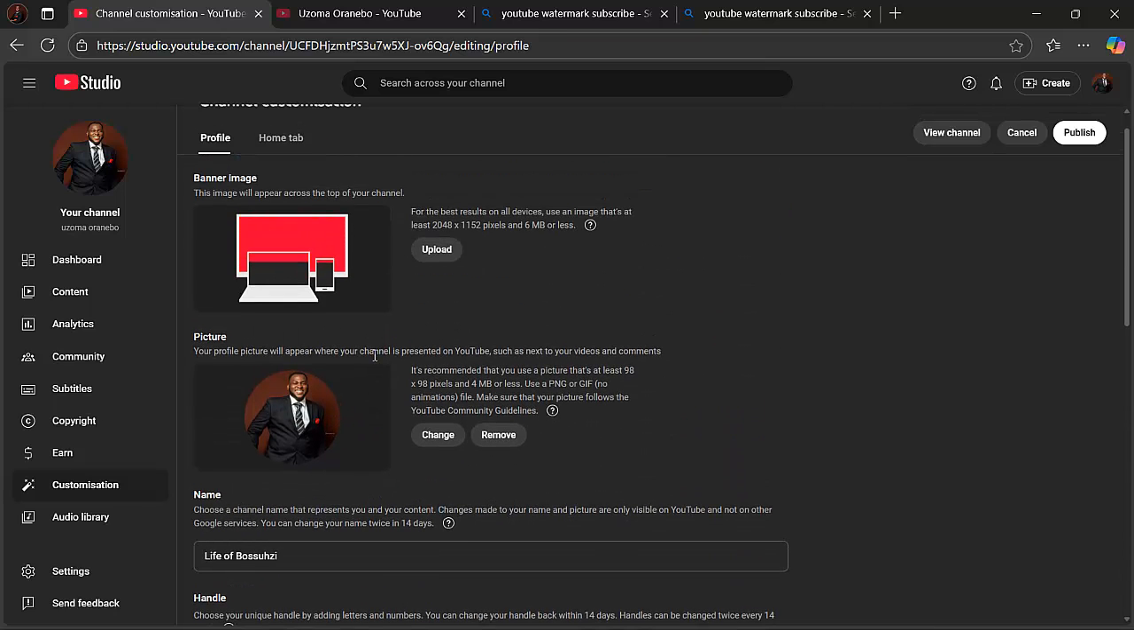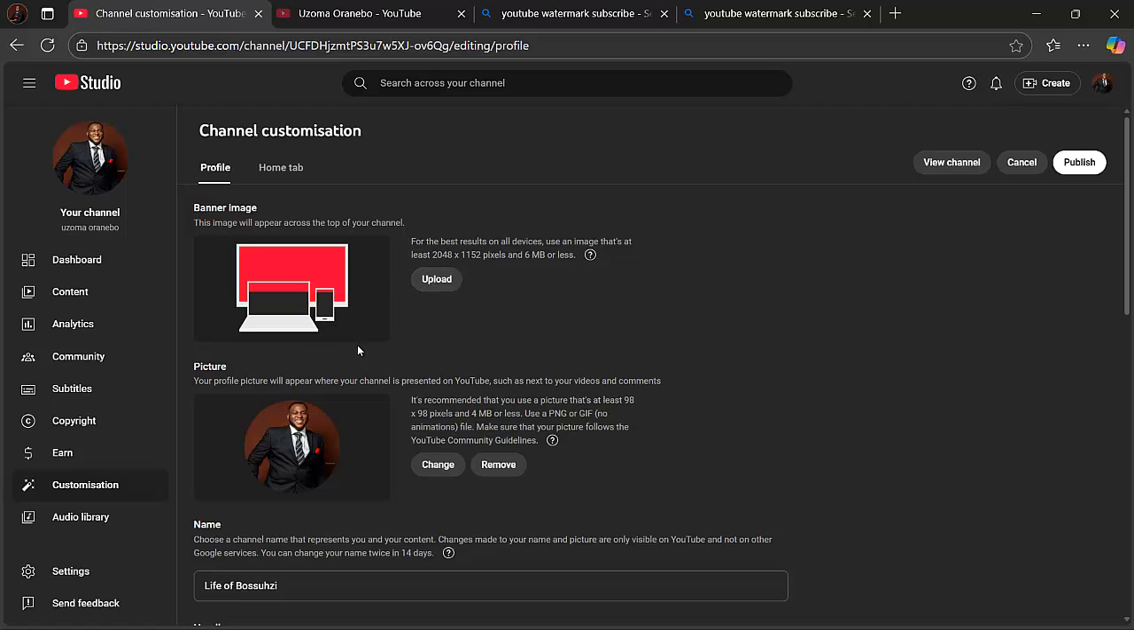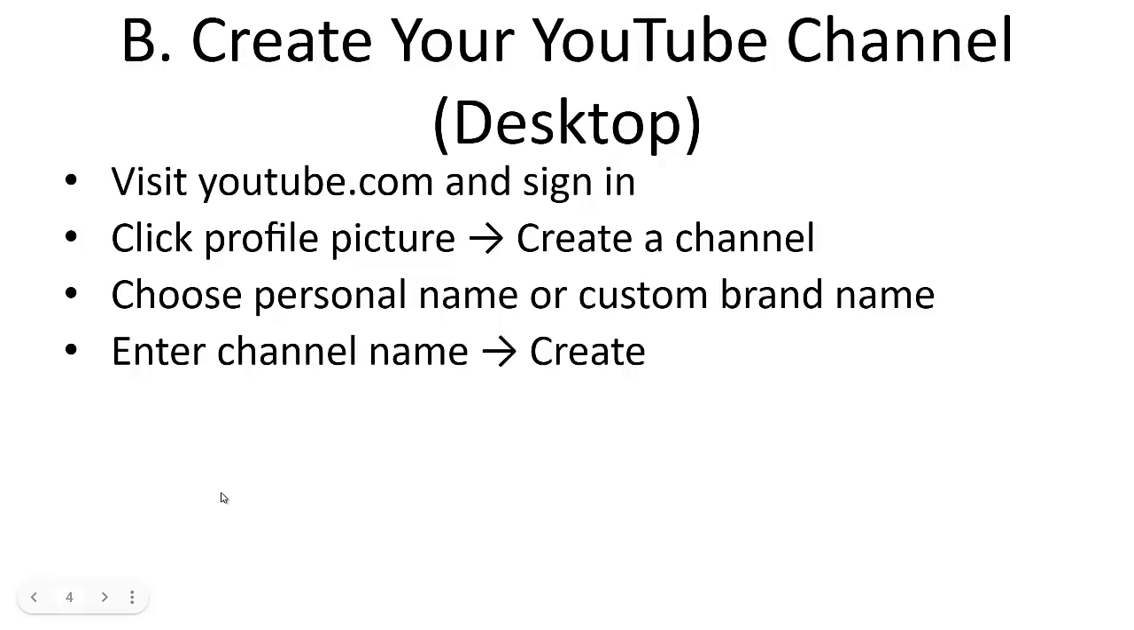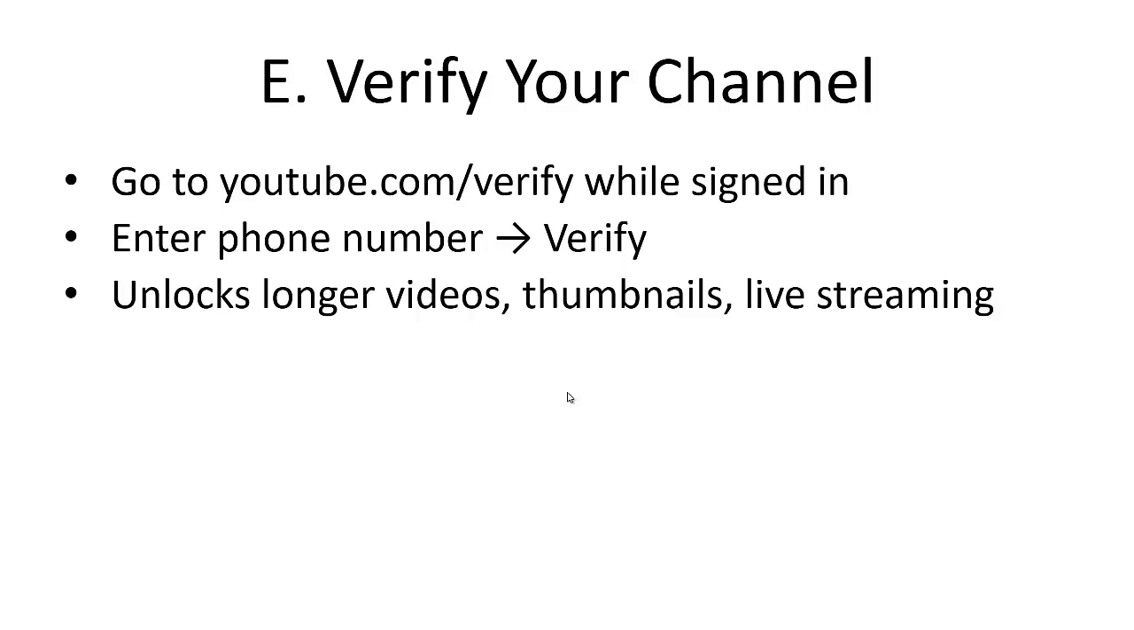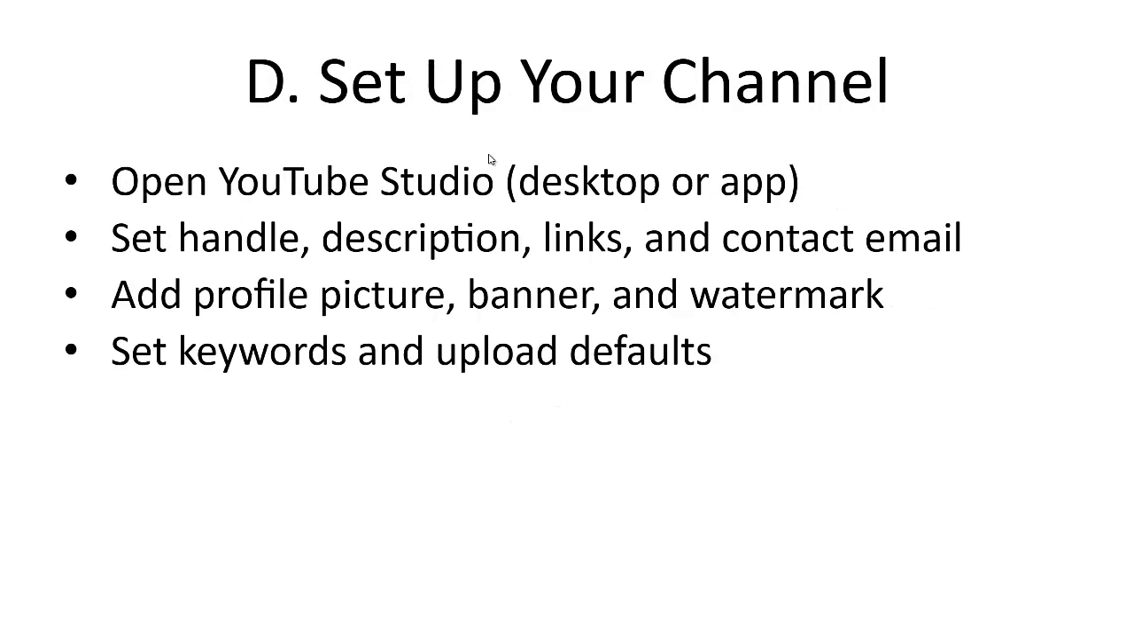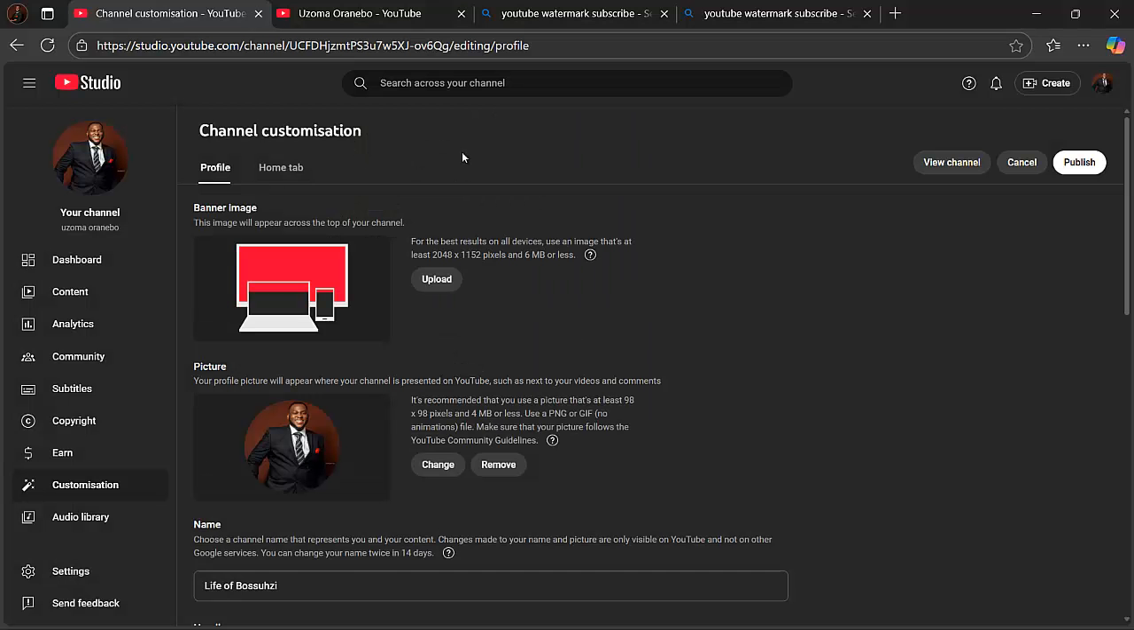So the next thing we need to do is the banner, which we have not created yet, we'll create later. So let's also check what the recording says. So it said visit, create a channel and all. So the next thing you need to do, open YouTube Studio, which we've done, set up the link, description and watermark. Then the next thing is to set keywords and upload defaults. How are we going to do that? So let's set keywords and upload default. So let's check where we are going to get that.